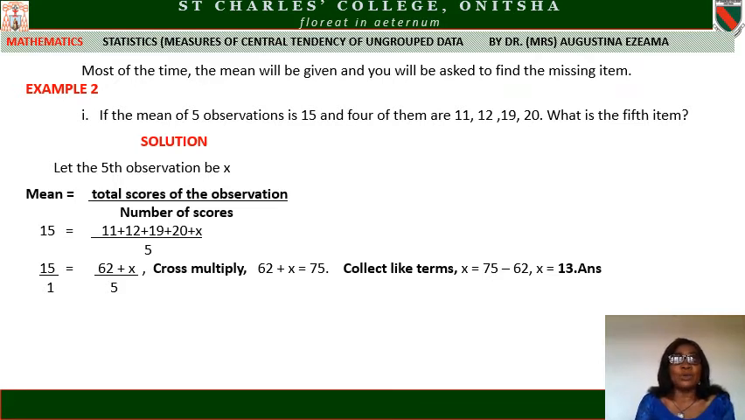Here you have two ways of solving it. Either you multiply both sides by 5 or you cross multiply. Whichever one you take, you will get the same answer. So if you collect the like terms now, you will get x to be equal to 75 minus 62. Therefore, x is 13, which is the answer.